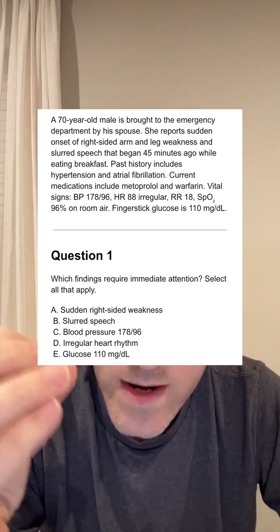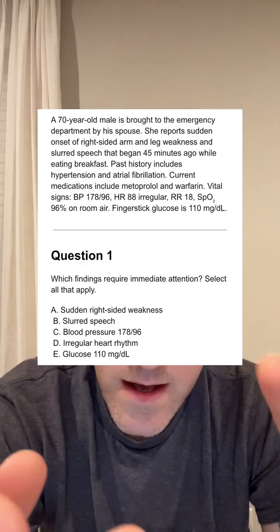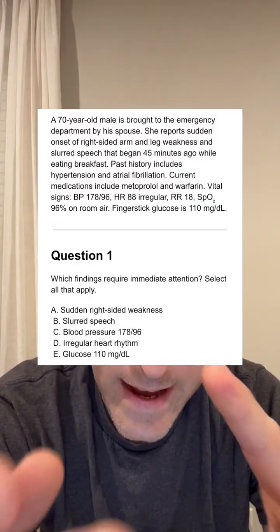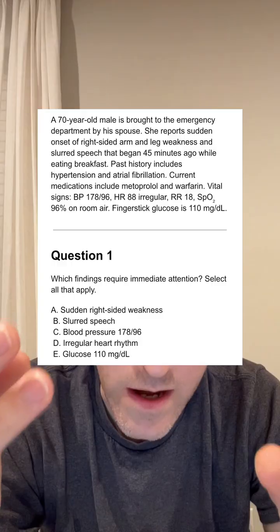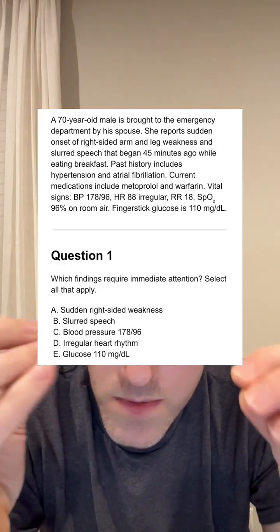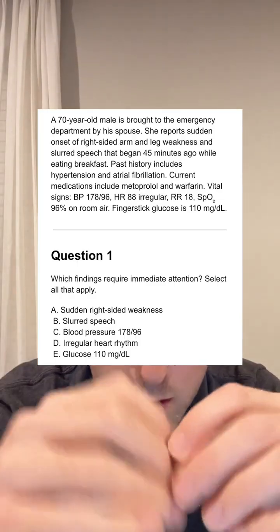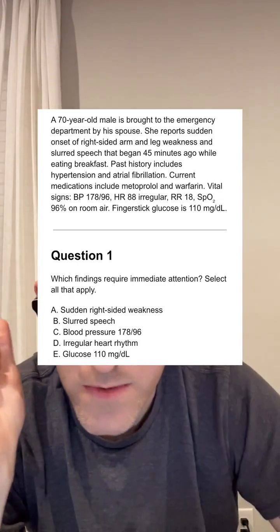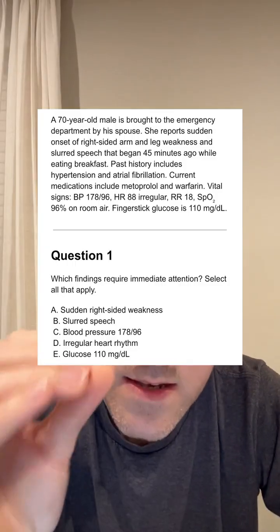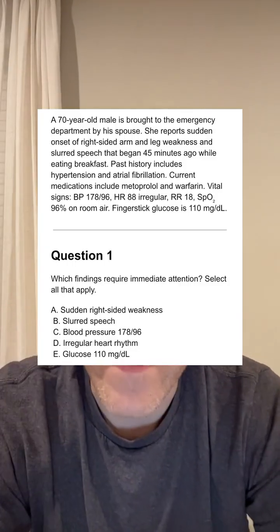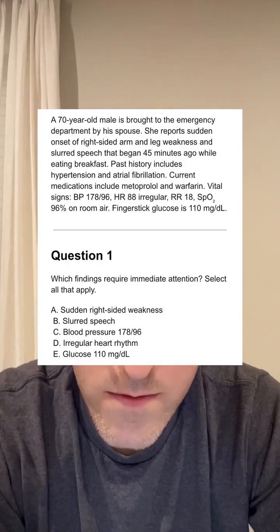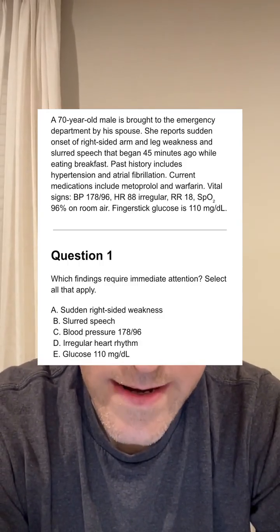Okay, so generally what I say here is we have sudden and focal. That is going to equal a stroke until proven otherwise. So weakness, slurred speech, and AFib are the real clues. The high BP and normal glucose are just background noise. You cannot let them steal your attention here. All right, so those are the cues we're recognizing.